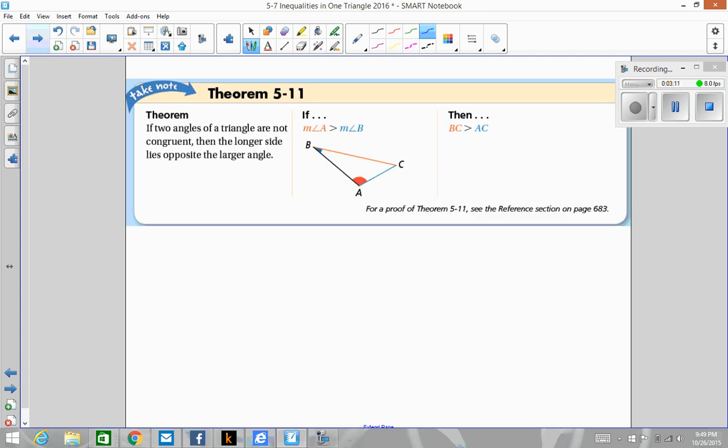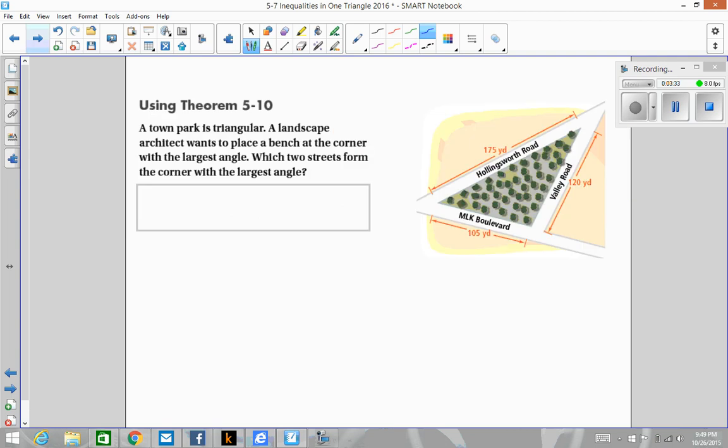This one is the reverse of that. This one says if angle A is bigger than angle B, then the side across from it must be bigger than the side across from that one. So that means side BC will be larger than side AC. So it's just the converse of the 5-10 theorem. So again, smaller angle, small side, large angle, large side. So large side, large angle, small side, small angle. Pause the video, read this question for a minute, and see if you can figure out the answer. And then start the video when you're ready to see what is going on.